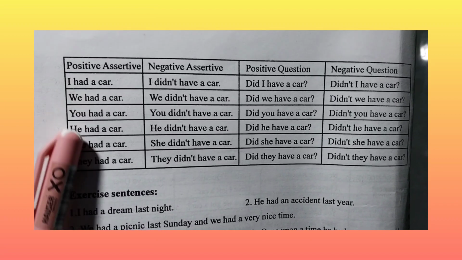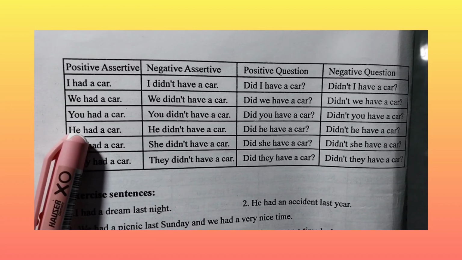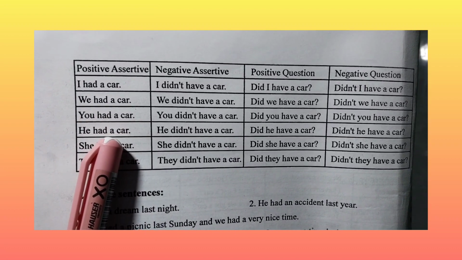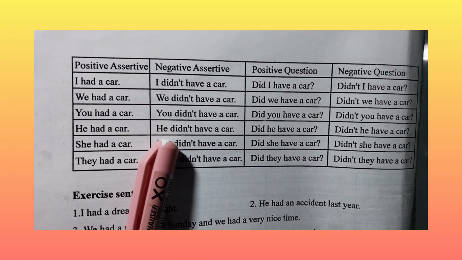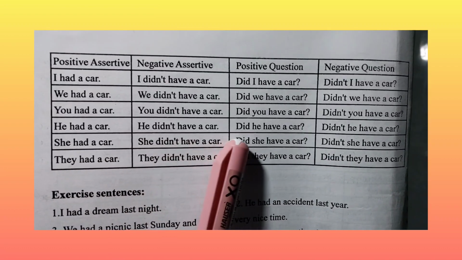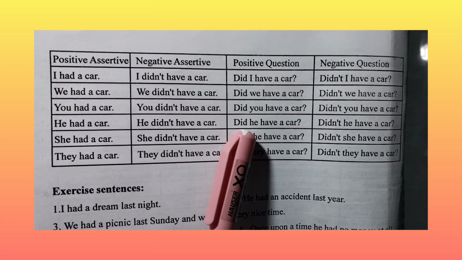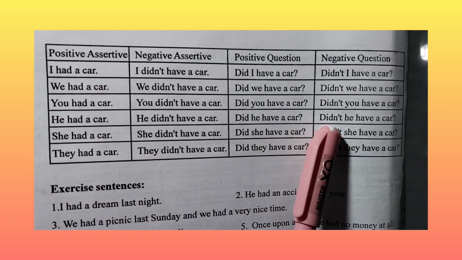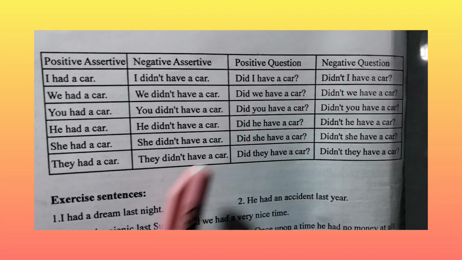Third person, actually a person or no difference. First person, second person, third person, all take had. So he had a car. He didn't have a car. Question: did he have a car? And negative question: didn't he have a car?